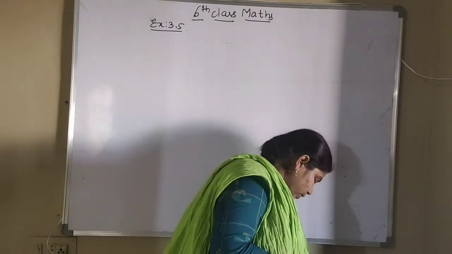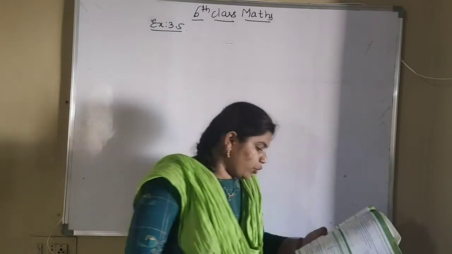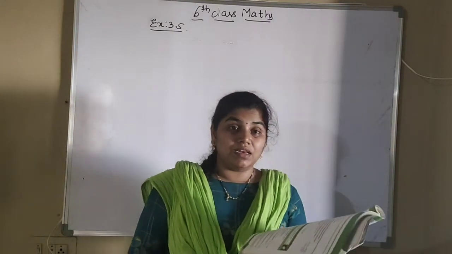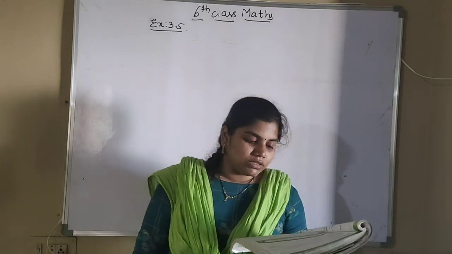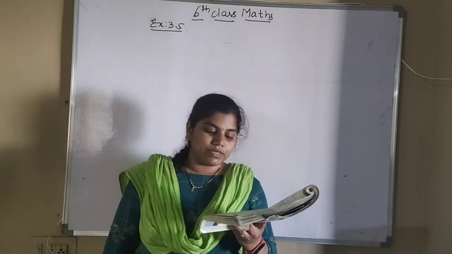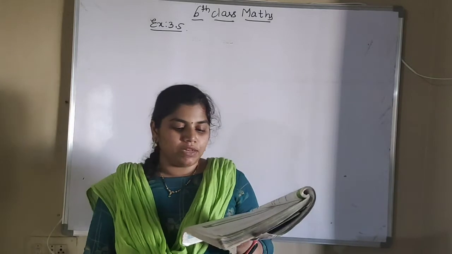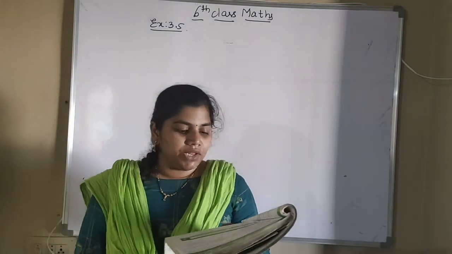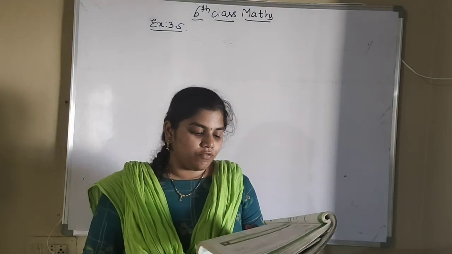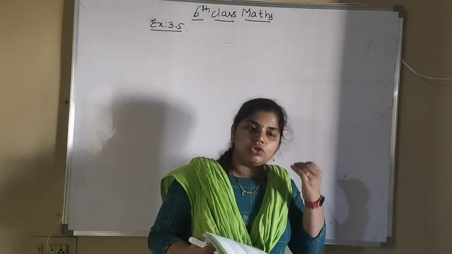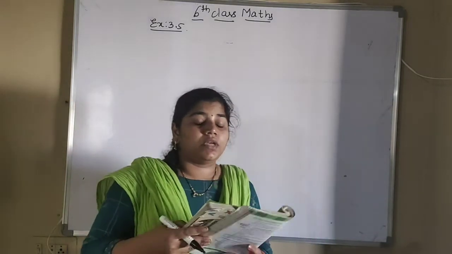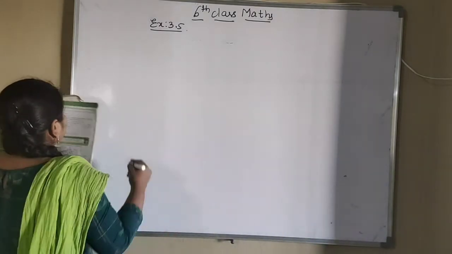So what is the sixth one now? What is the capacity of the largest vessel? Largest is nothing but you have to do the HCF. So what is the capacity of the largest vessel which can empty the oil from 3 vessels containing 32 liters, 24 liters and 48 liters an exact number of times. So largest means you have to take the HCF here.